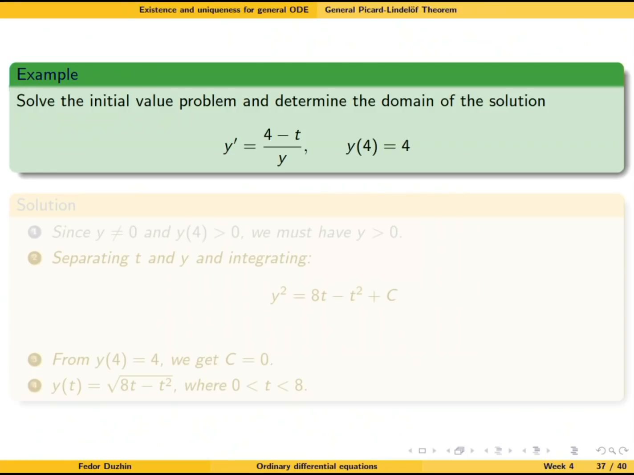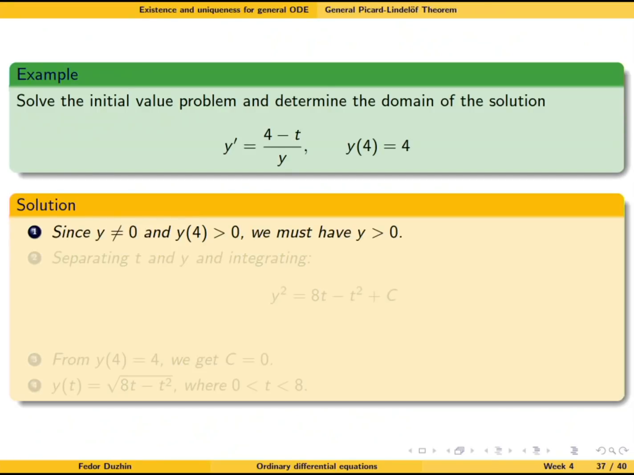So here is a differential equation. Well, notice first that there is division by y, and of course y cannot be 0. Which means that the right-hand side is defined when y is either bigger than 0 or smaller than 0. And since the initial point satisfies y bigger than 0, we must have y bigger than 0. Well, but then we can solve this differential equation. So let me do it step by step, just to have one more example of a separable differential equation.